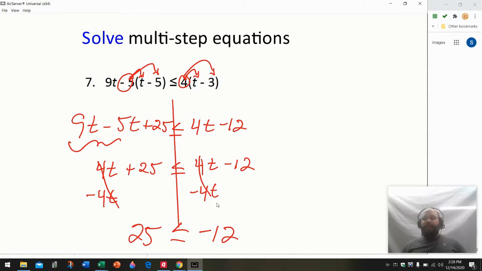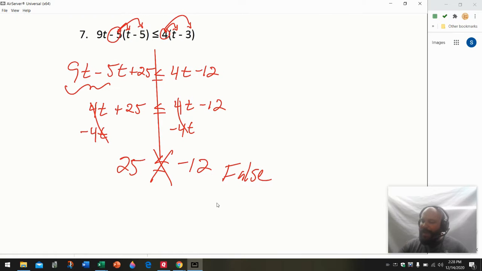Now, if you look at this statement for a second, you can see that it says 25 is less than or equal to -12. That is false. That is completely false. So I'm going to put an X over that, and I'm going to write false. So because this is a false statement, and it happened because the variables canceled on both sides, you can see the 4t there and the 4t there, they all canceled. We were left with what is a false statement. Therefore, there is no solution.